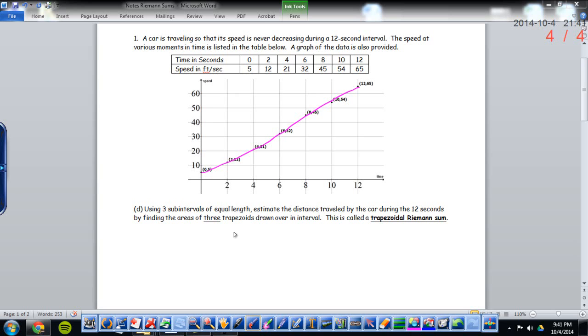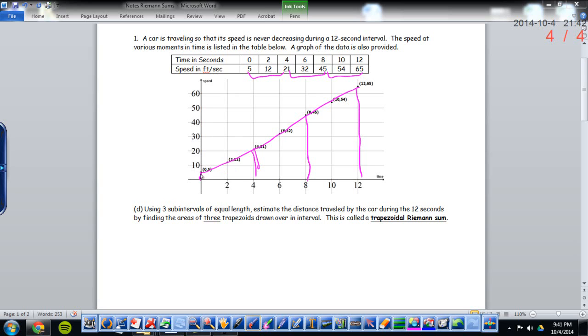Okay, so again, on part D, we're still using 3 subintervals of equal length. So each of our intervals is going to have a length of 4. It may be helpful to draw those on your graph. And then we're going to make a trapezoid out of each one of these intervals.